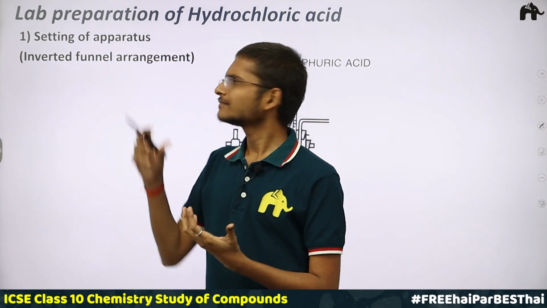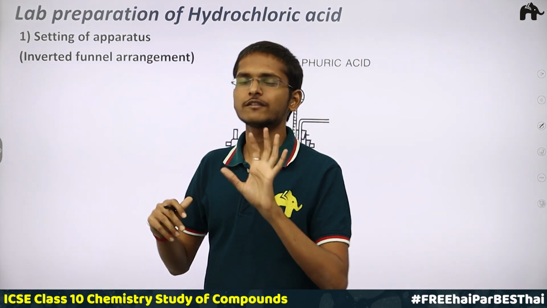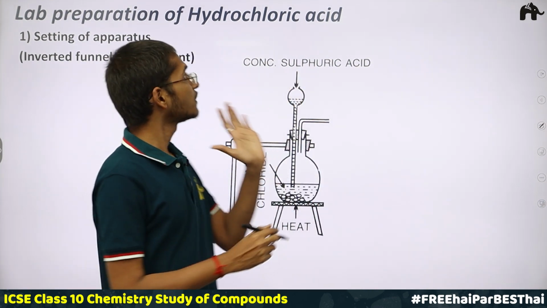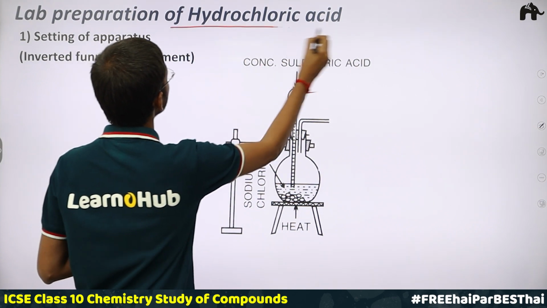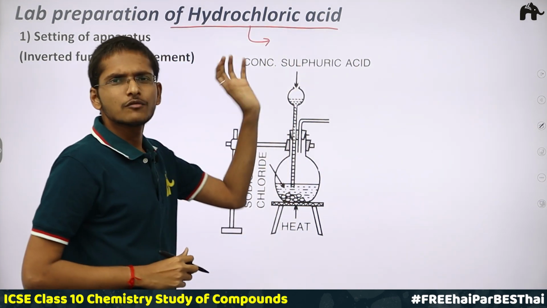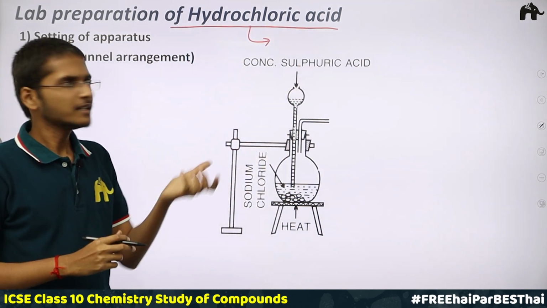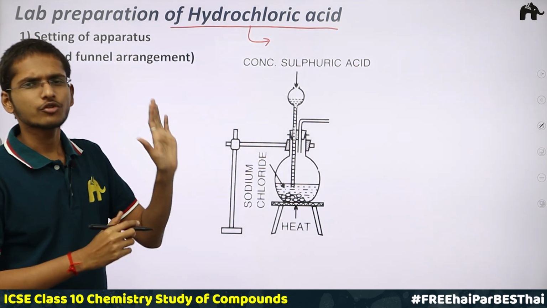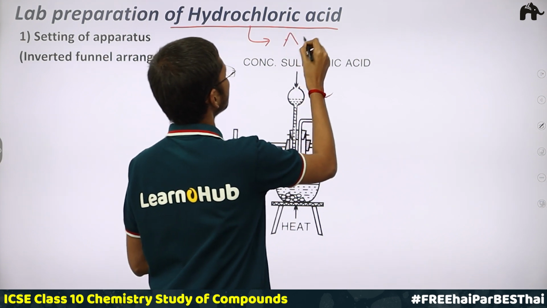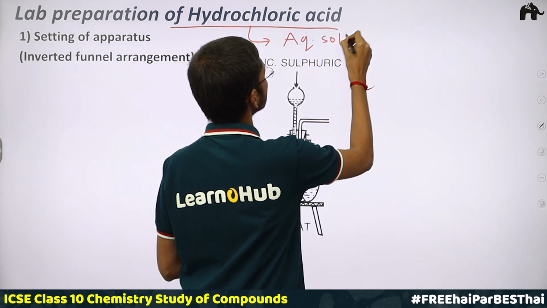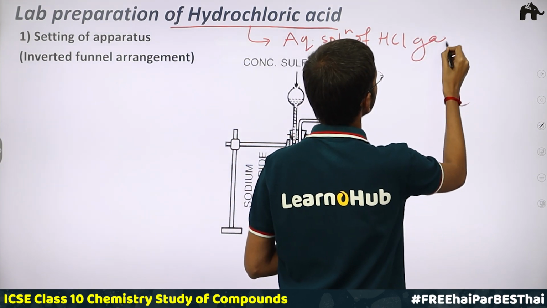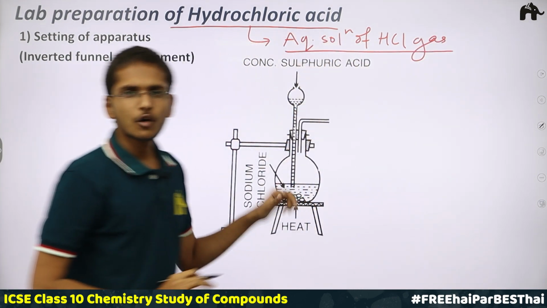The last experiment-like thing which we are going to study for this chapter is the lab preparation of hydrochloric acid. First of all, let me tell you what hydrochloric acid is. What does this mean? Simply, the aqueous solution of HCl gas is called hydrochloric acid. Now what does this mean?